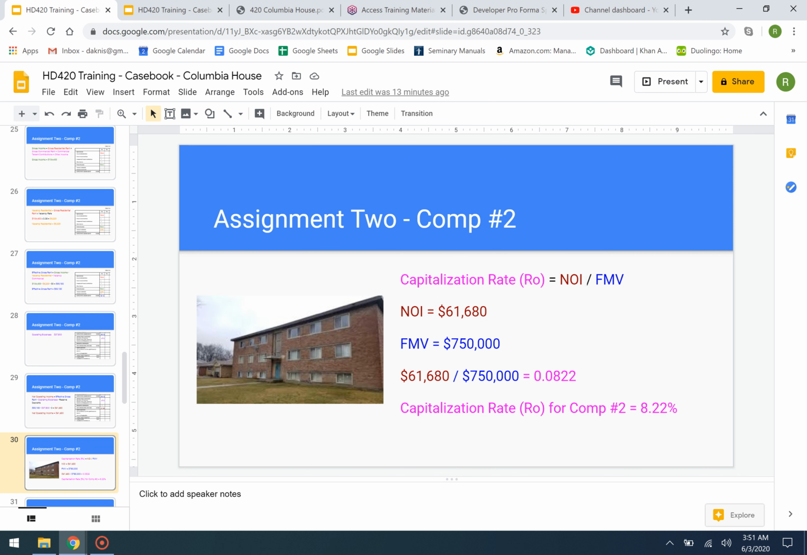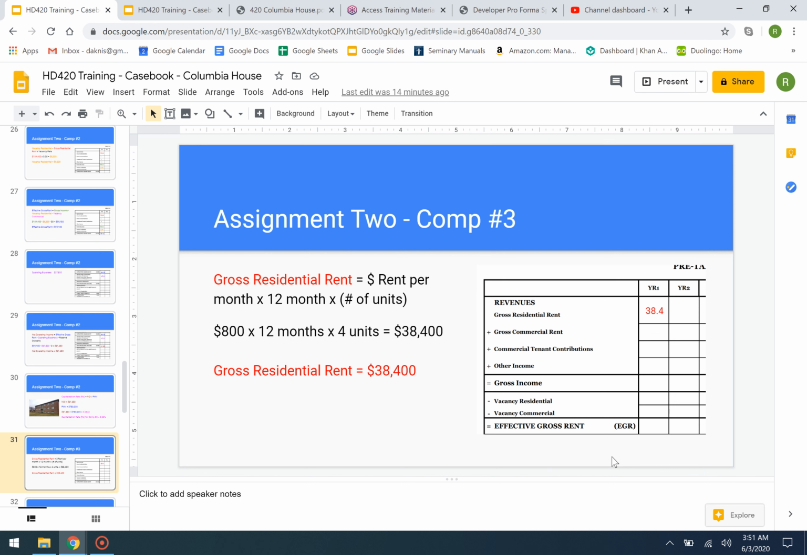That NOI divided by the fair market value gives us our capitalization rate. So that is capitalization rate equals NOI over fair market value. 61,680. Fair market value, again, comes from the fact pattern, 750,000. We plug those numbers in, and we get 0.0822. Move the decimal 2 places to get our percentage, and our capitalization rate for Comp 2 is 8.22%. Excellent.